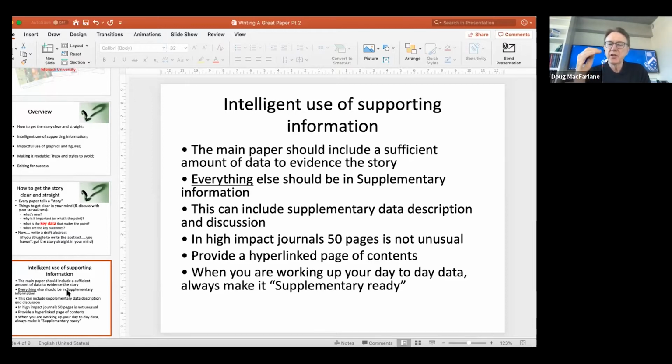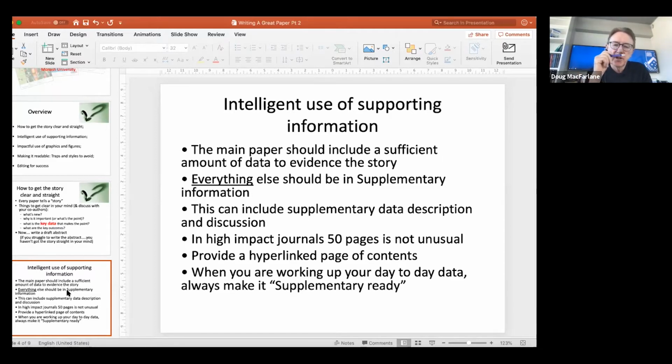So the expectation in 2019 is that there will be substantial background data presented to justify the accuracy and appropriateness of your measurements, and to support, in terms of control experiments and so on, the key data, which is in the main paper.